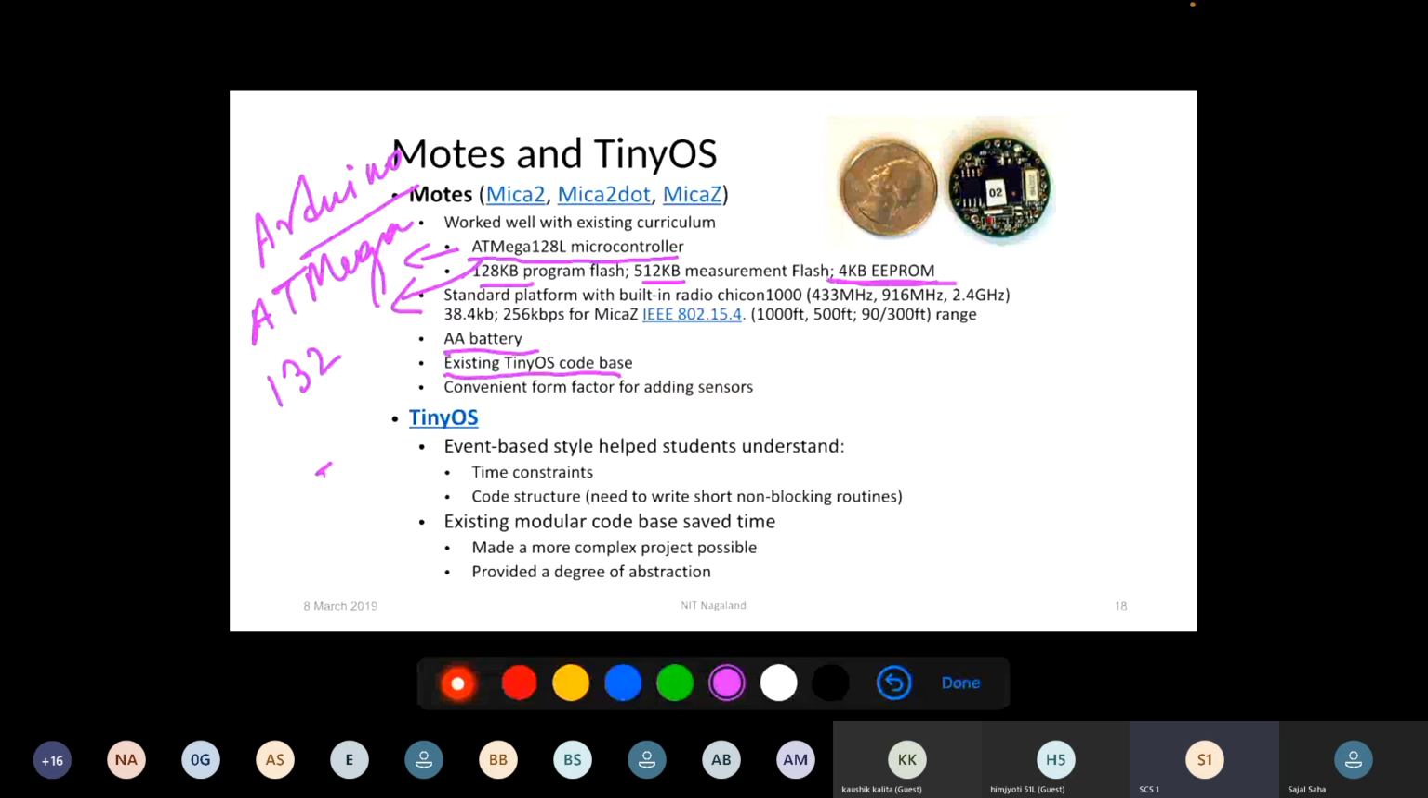So in case of motes also, instead of your Arduino interface, they have the TinyOS interface. TinyOS is a small lightweight operating system. TinyOS is event-based, which helps the students' understanding. So it's time-constant based. The code structure is open source and very light. And it can handle more than 200 sensors for simulation purposes.